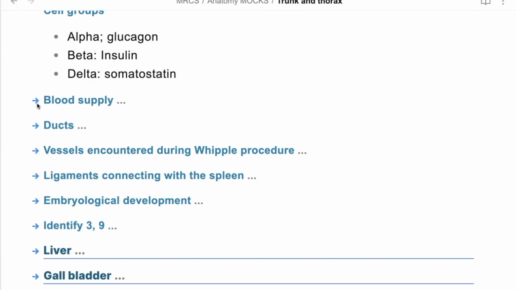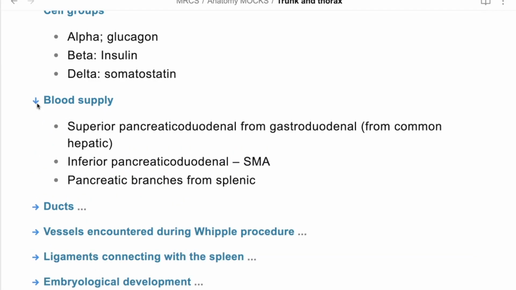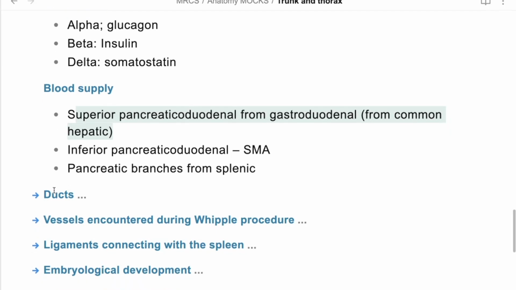Well, generally, the venous will always follow the arterial. So it's sort of the same. Because you have here the superior pancreaticoduodenal artery, from the gastroduodenal, and the inferior pancreaticoduodenal artery, and the pancreatic branches from the splenic artery. But I think that this question is meant to be arterial supply rather than venous. So sorry about that. No worries.